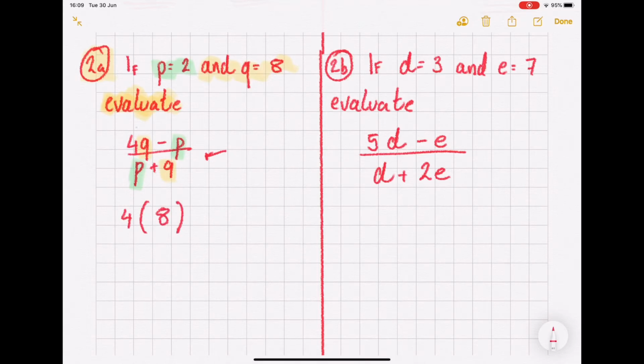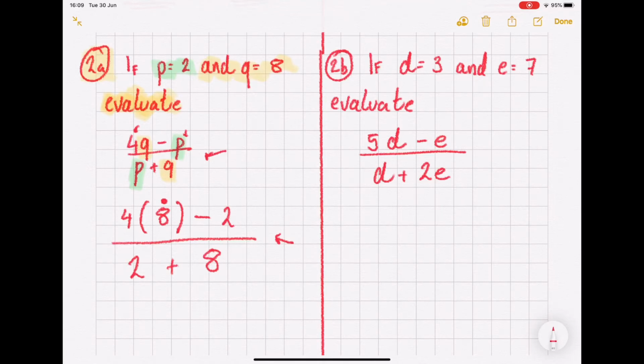So 4q, what I'm going to do is put a 4 brackets, and instead of q, I'm going to put an 8. Whenever you see a number on the outside of a letter, put a number brackets. So 4 brackets 8 minus, instead of p, I'm going to put a 2. I'm going to have that all over p, instead of p I'm putting a 2, plus q, instead of q I'm putting an 8. Okay, so that's the expression, but rewritten with our numbers substituted in.